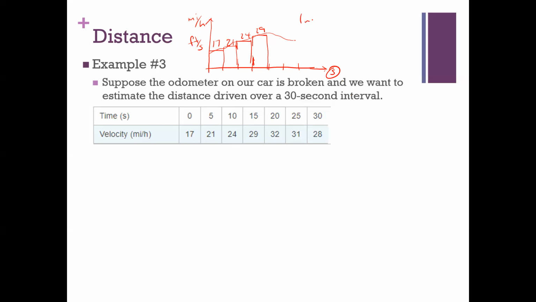If I know 1 mile per 1 hour, and I want to get to how many feet per second that is, how many feet are in a mile? 5,280 feet. How many seconds are in an hour? 60 times 60. So if I multiply all of these values by 5280 and divide by 3,600, that'll give me something in feet per second. Let's go ahead and do that first, just so we have something consistent to think about.